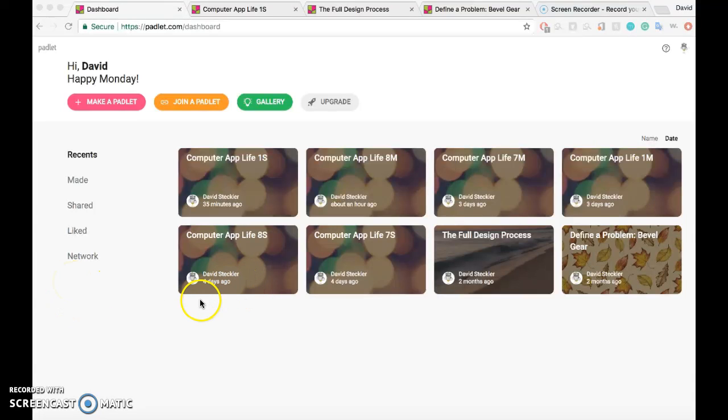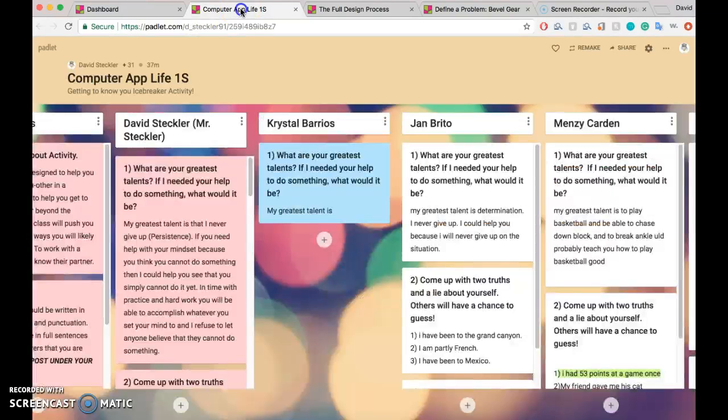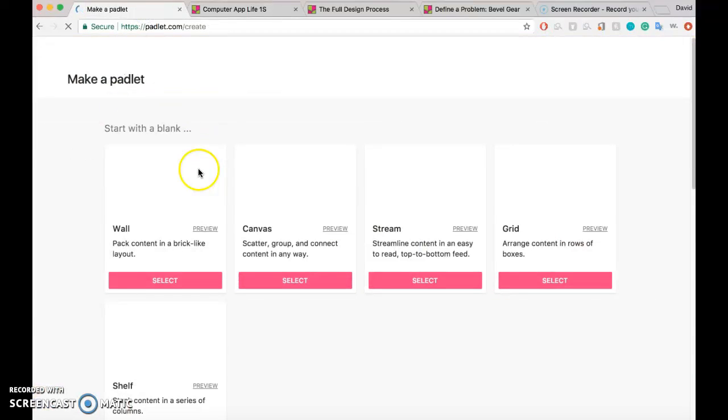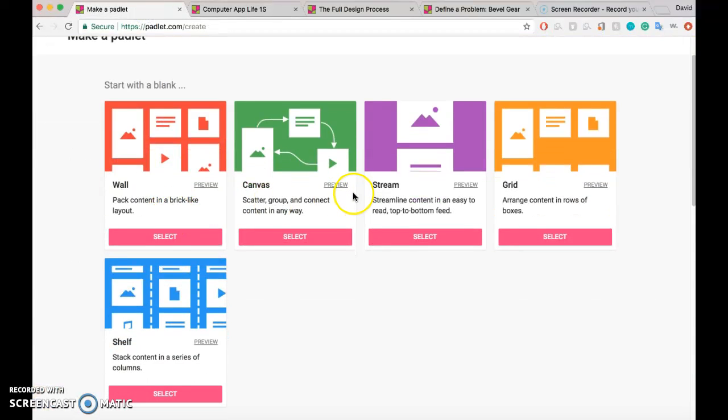So this is a quick video on what Padlet is, how you could possibly use Padlet in your classes, and how I use Padlet. So the first thing is, what is Padlet? Well, Padlet is a digital design space where students can answer questions and write responses in a variety of different formats. The different formats for Padlet are wall, canvas, stream, grid, and shelf.